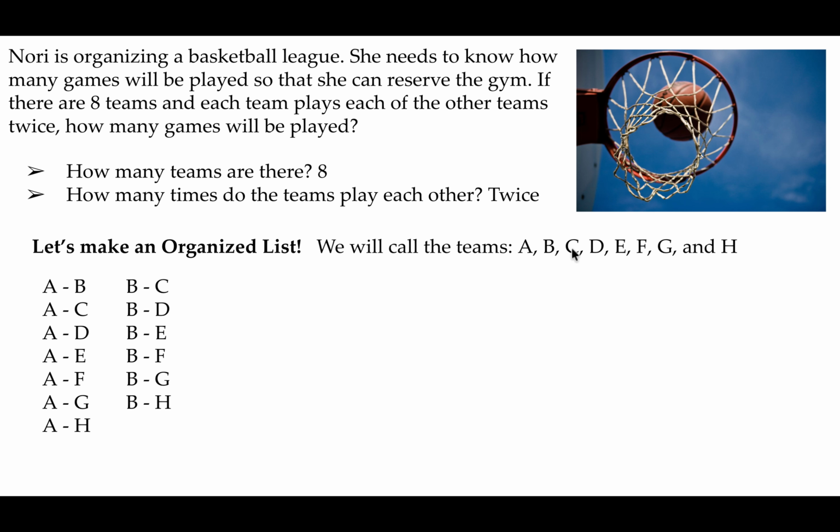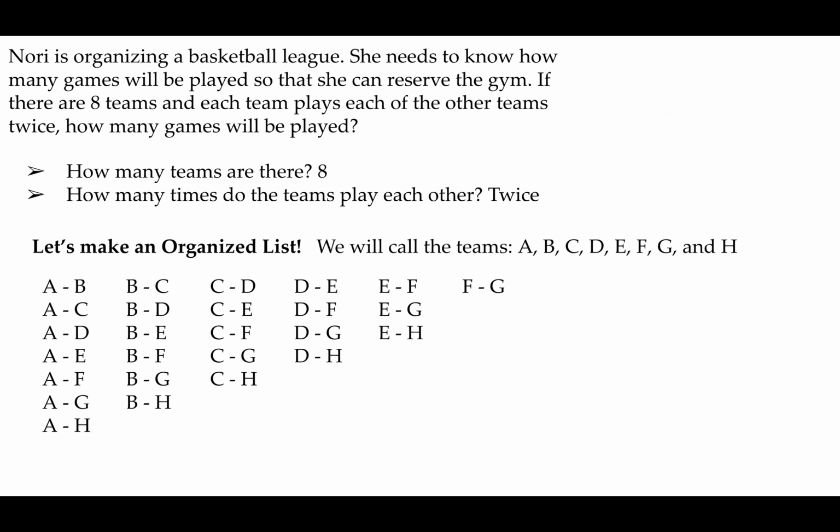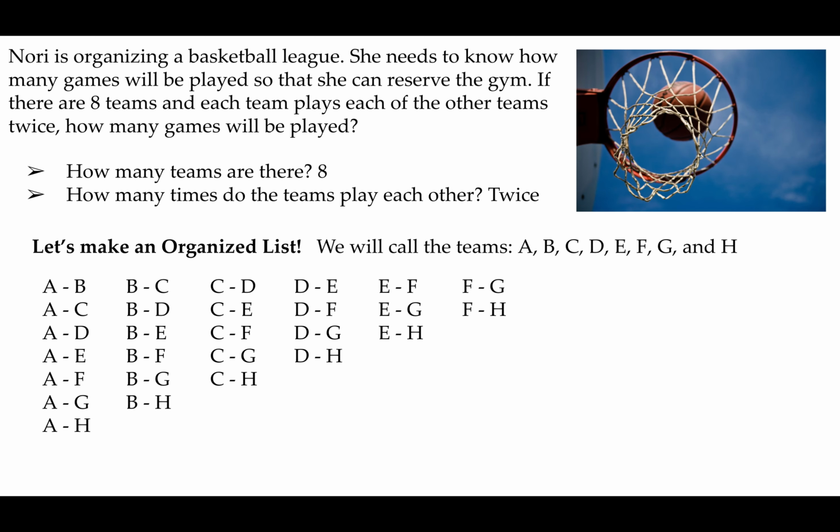With that same strategy, starting with C, remember we're not going to do CA. We already have AC, which is the same as CA, and the same thing with BC or CB. So we'll start with CD, CE, CF, CG, and CH. And then continuing on with D: DE, DF, DG, DH, EF, EG, EH, FG, FH, and GH.